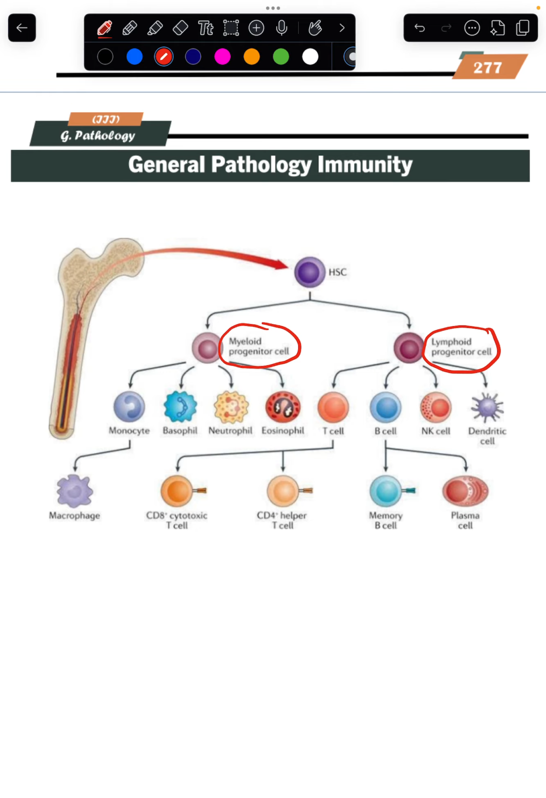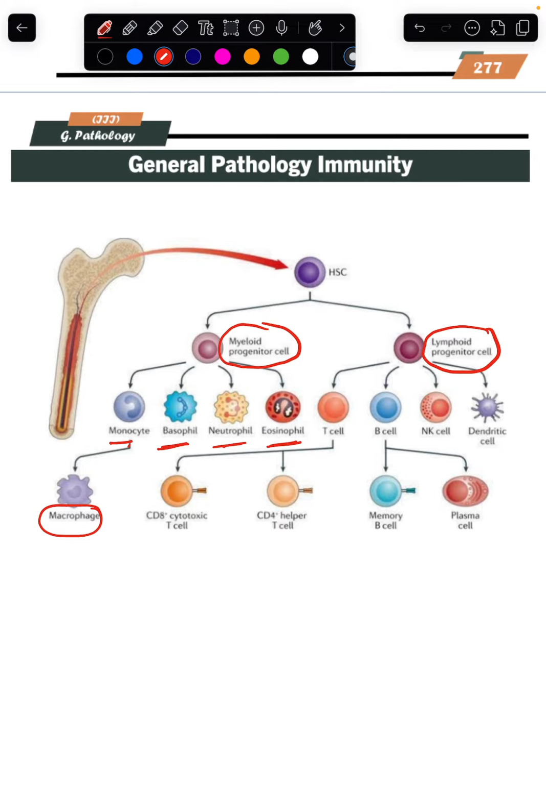So myeloid cells include monocytes, basophils, neutrophils, eosinophils. These are the myeloid group. Monocytes turn into macrophages. Basophils, neutrophils and eosinophils, these "phils", are granulocytes.